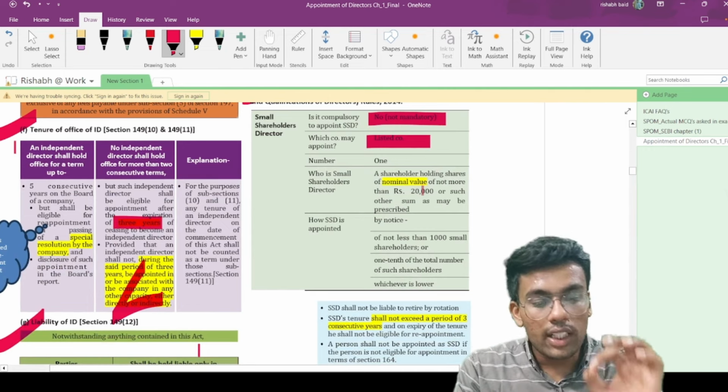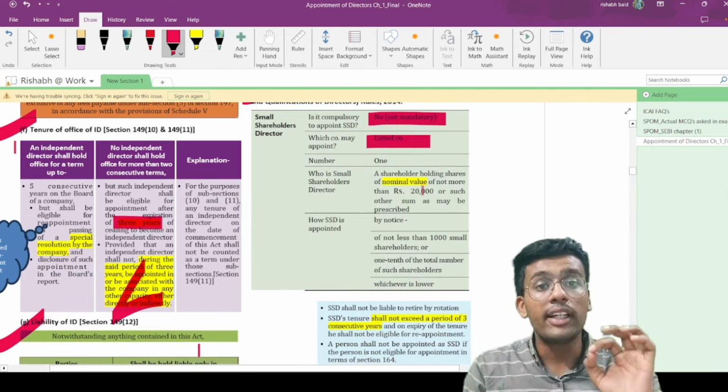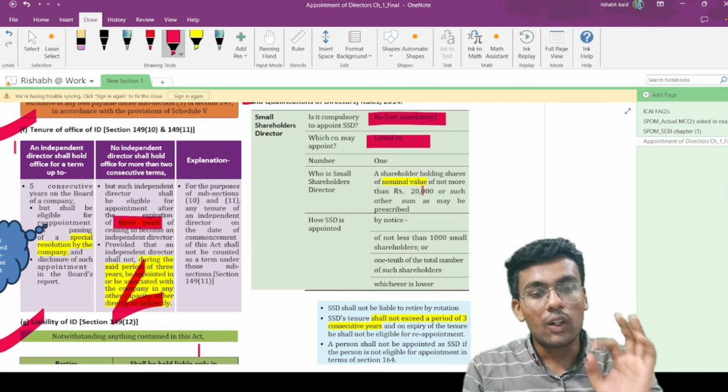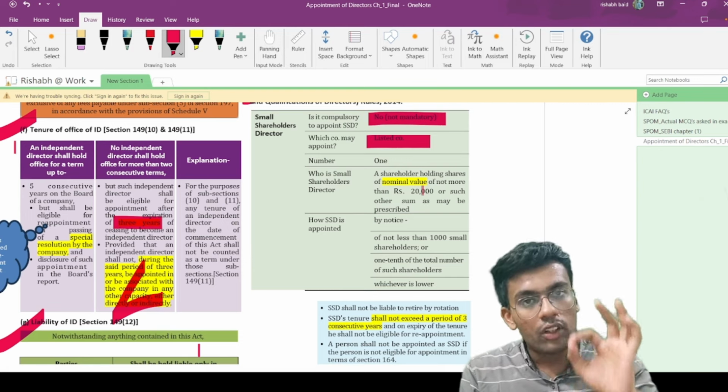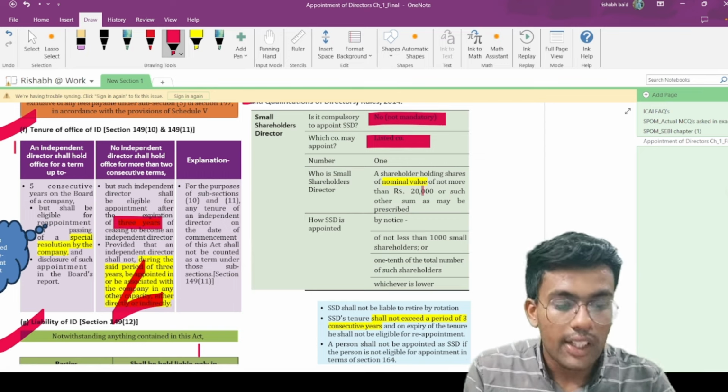Who is a small shareholder? The definition of small shareholder is mentioned: one who holds shares of not more than 20,000 rupees of nominal value. Meaning the nominal value, the face value, should not exceed 20,000 rupees.